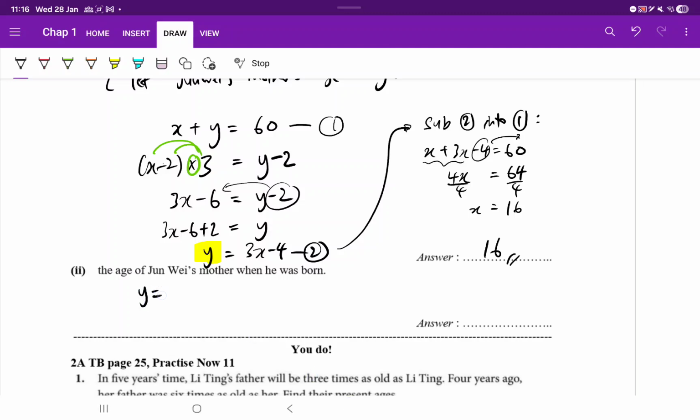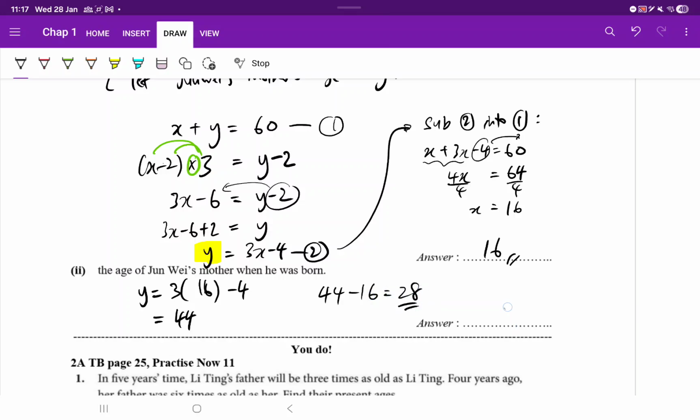So I will now write down y is equal to 3 times 16 minus 4. 3 times 16 is 48, so this is 44. So the mother is 44 years old. She is 44 years old now, and her son is 16 years old. So what's the age of the mother when he was born? So I minus, right? Very good. So 44 minus 16, 28, that's the answer.